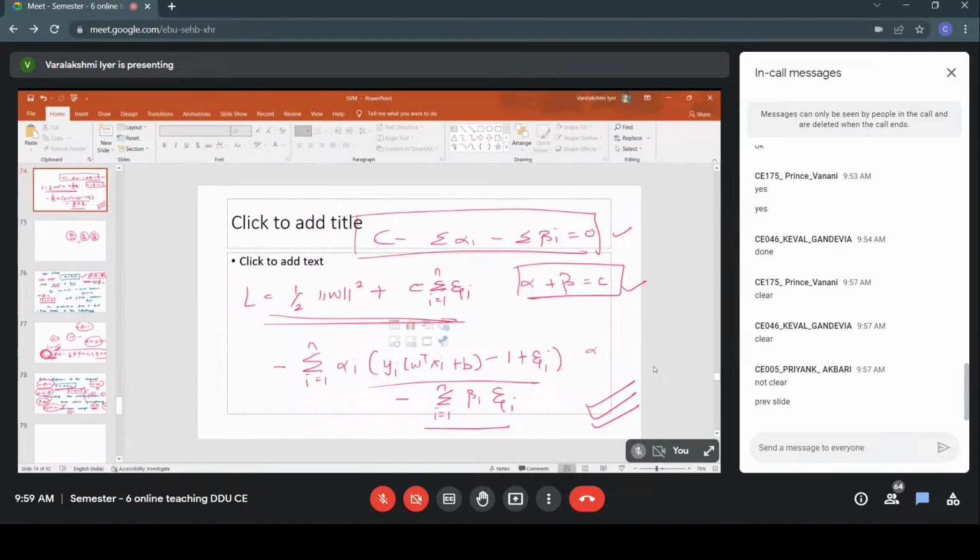With each constraint, we'll associate a Lagrange multiplier. So we have two constraints. With the first constraint, we are associating alpha as a Lagrangian multiplier. With the second constraint, we are associating beta as a Lagrange multiplier.